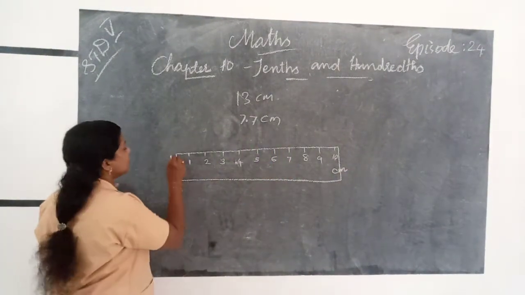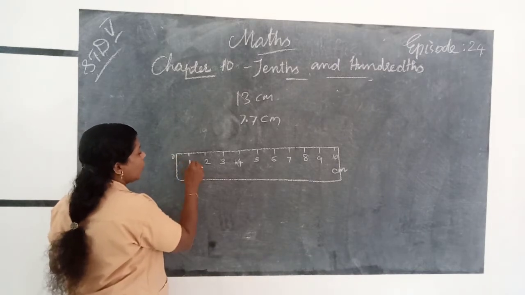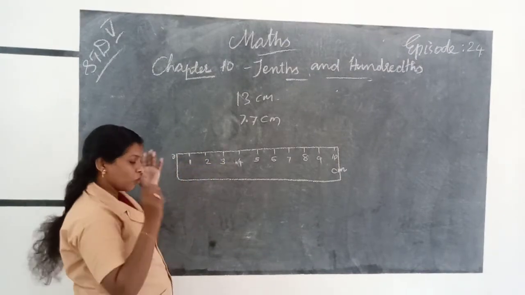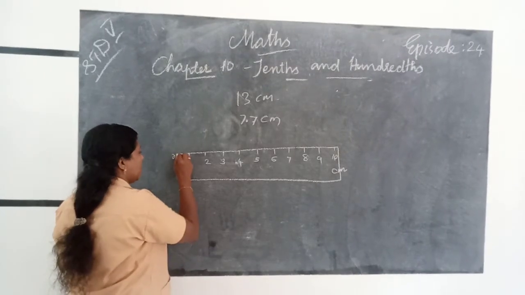Here in between 0 and 1, 1 and 2, 2 and 3, in between each number, there are small lines.